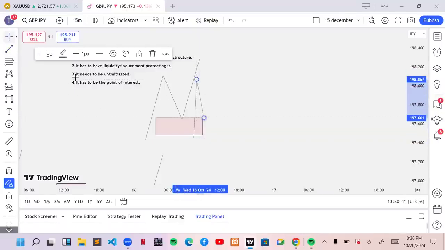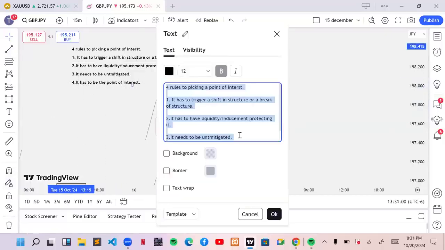So the third rule says it needs to be unmitigated. It means after market has broken structure or after there's a shift in market structure, that point of interest they're looking to pick has to not have been tapped into before. Price needs to not have tapped this point of interest before. That's what I mean. So the fourth rule now says it has to be the point of interest that is closest to liquidity.